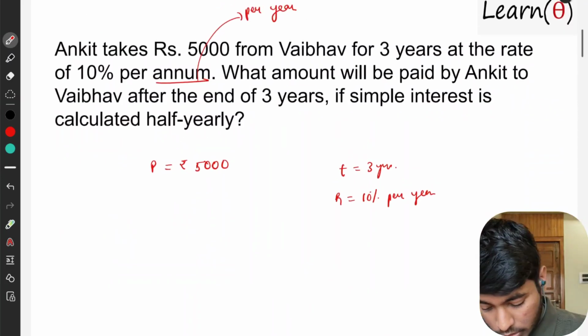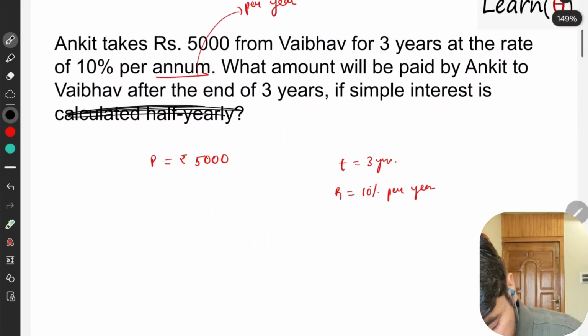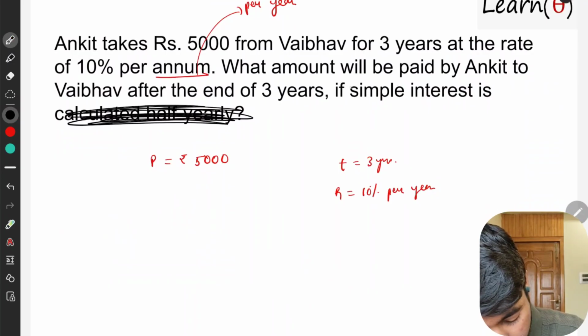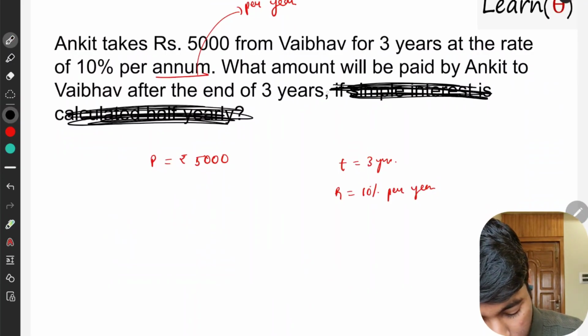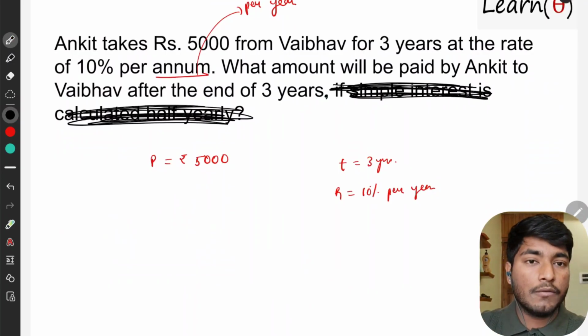Okay, so let us remove this sentence. This sentence is completely useless for this. I'm sorry for this. What is the amount returned at the end of 3 years?